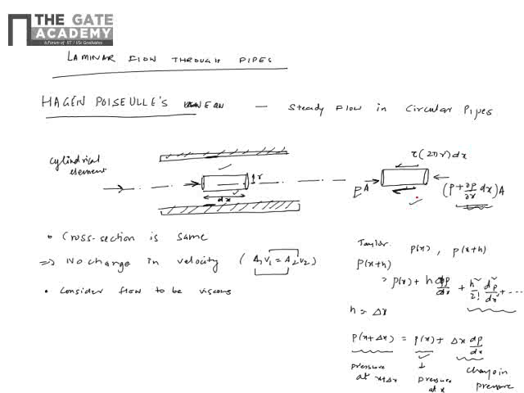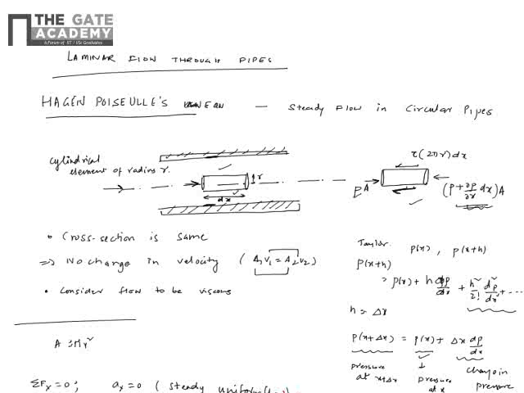A is basically pi r square. Remember, we have taken a cylindrical element of radius r. So if I balance the forces, the sum of all the forces has to be 0 because there is no acceleration. I assume that a_x is 0. It's a steady and uniform flow.